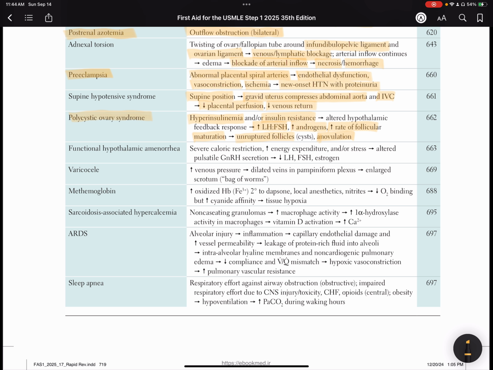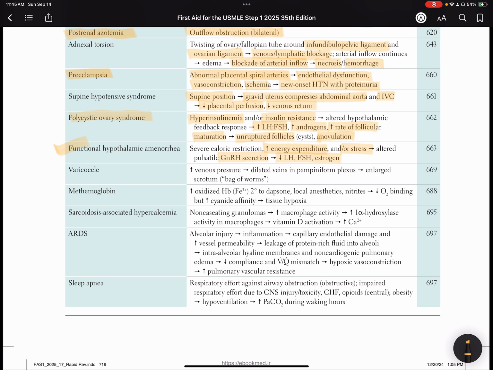What is functional hypothalamic amenorrhea? This is a severe caloric restriction condition where increased energy expenditure or stress leads to altered pulsatile GnRH secretion. This causes decreased LH, FSH, and estrogen. This is functional hypothalamic amenorrhea.